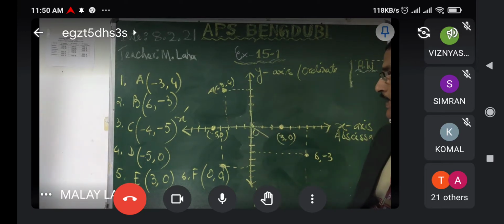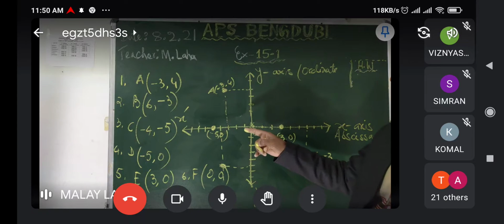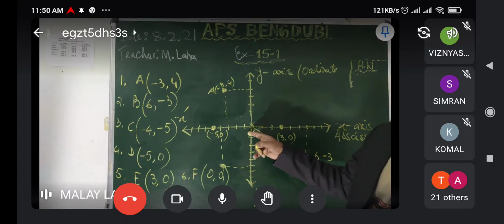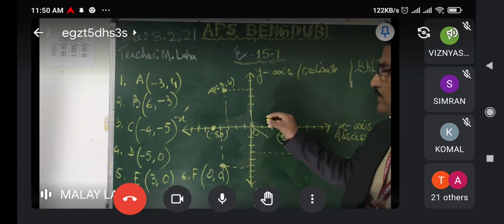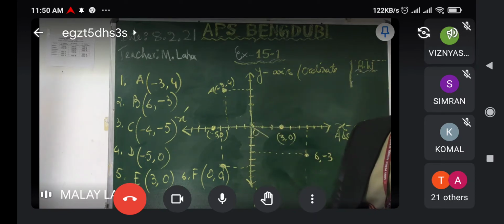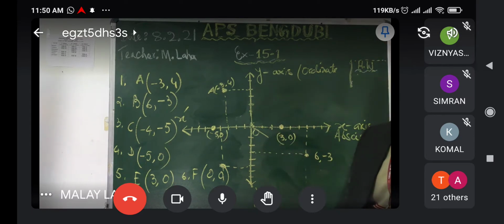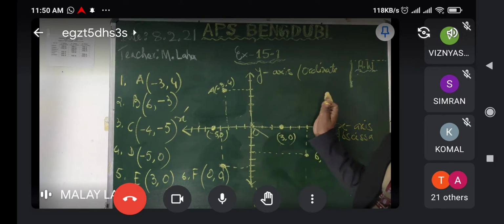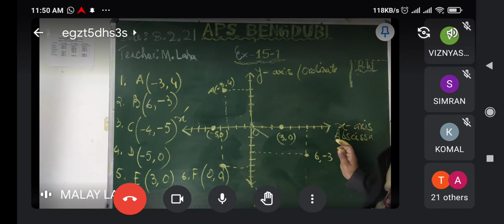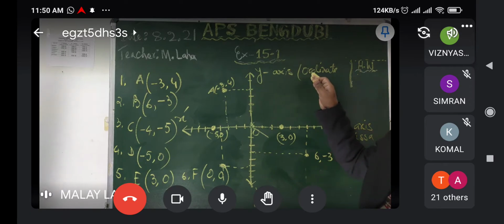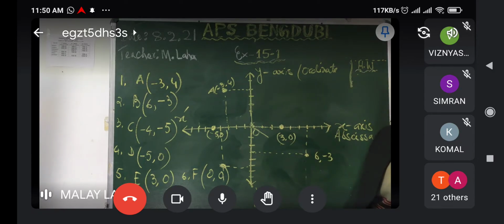Understood my point? And now plotting: when it is 0, 0, what to do? That means the point is lying on the origin. And another way, if I ask the question, what is the coordinate of origin? 0, 0. Have you understood? Now, what is the other name of x-axis? Abscissa. What is the other name of y-axis? Ordinate. Coordinate. Okay, these are the areas I can ask questions from. Please be careful. Go to the video clips again and again.